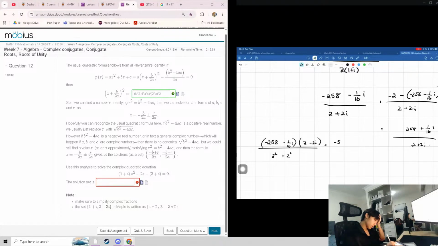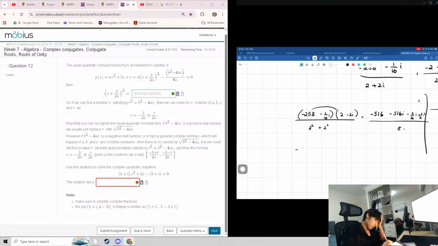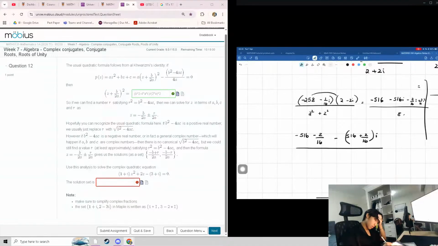Minus 516, minus 516i, minus 2 over 16i, plus 2 over 16i squared, over 8. 5 over 16 minus 2 over 16 minus 5 over 16i minus 2 over 16i over 8. I really want them to just solve this question now.